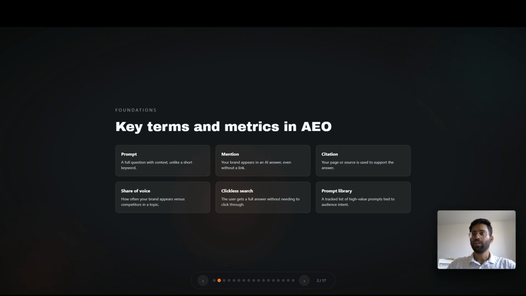Okay. Next one is a prompt library. A prompt library is a list of prompts that you actually track. For example, if a user inputs a prompt, it is actually split into multiple prompts, and then the answers are collected for those multiple prompts, and then synthesized into one particular answer. So the AI platforms are not just getting answers for one particular prompt. They branch out into multiple prompts.